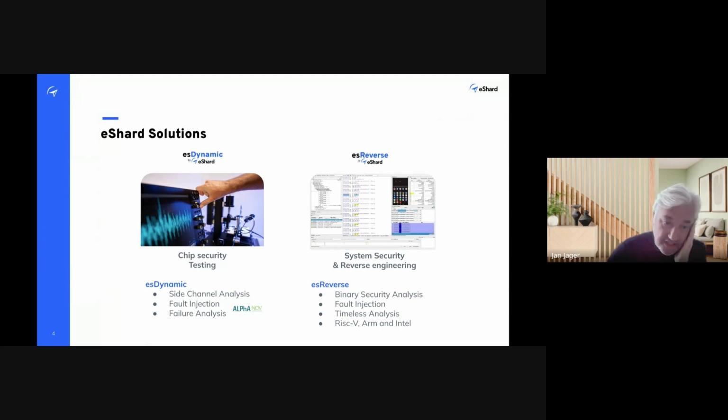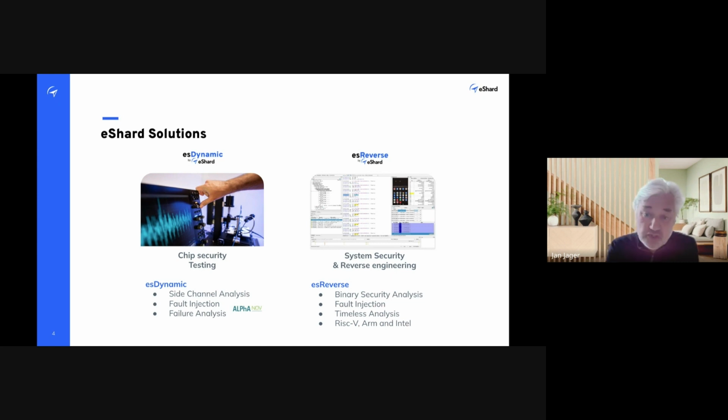So diving into the eChart solutions, basically we have two solutions. One is for hardware security, that is our chip testing unit. We have solutions for side channel analysis and for fault injection and failure analysis. And we have a strong partnership with Alphanov that provides the lasers that we are using ourselves and also provide our customers with the lasers from Alphanov.